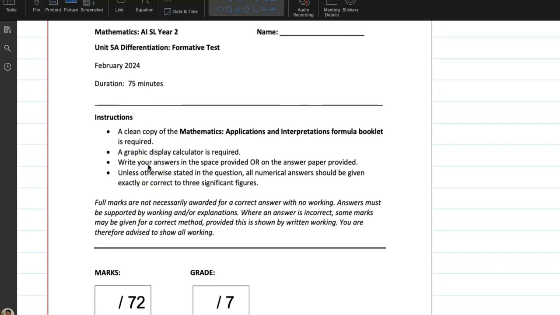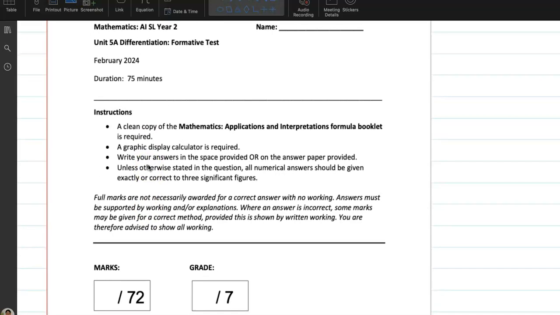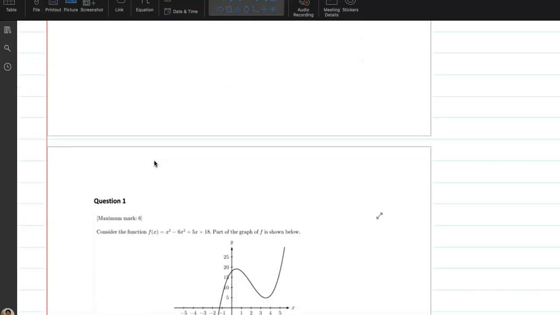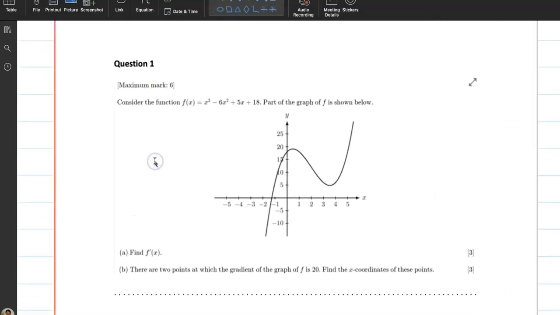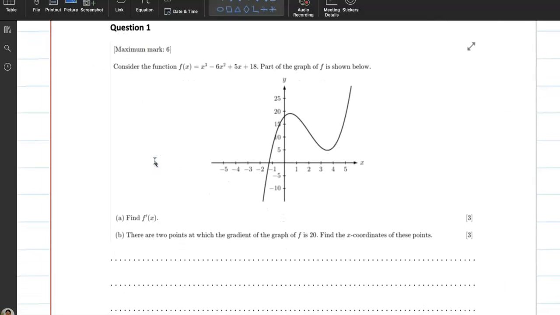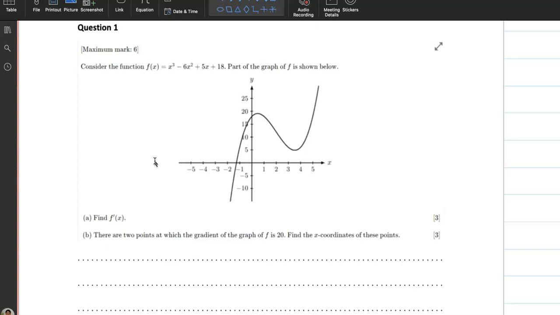Okay. So now the differentiation formative test, correct? It is worth 72 marks. Look at this please. Consider a function you've been given: x cubed minus 6x squared plus 5x plus 18. The graph has been shown to you. Part of the graph is shown.